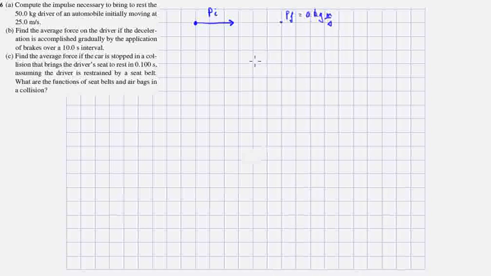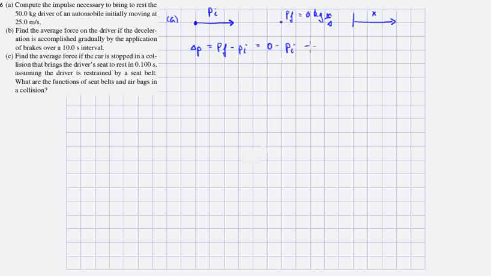So the change in momentum, which is going to be the impulse, delta p, this is a one-dimensional problem, is going to be the final momentum minus the initial momentum, which is 0 minus p i. And so I'm assuming a coordinate system that goes in this direction. I'm not putting x subscripts on here, it's a 1D problem, but you can assume x subscripts everywhere.